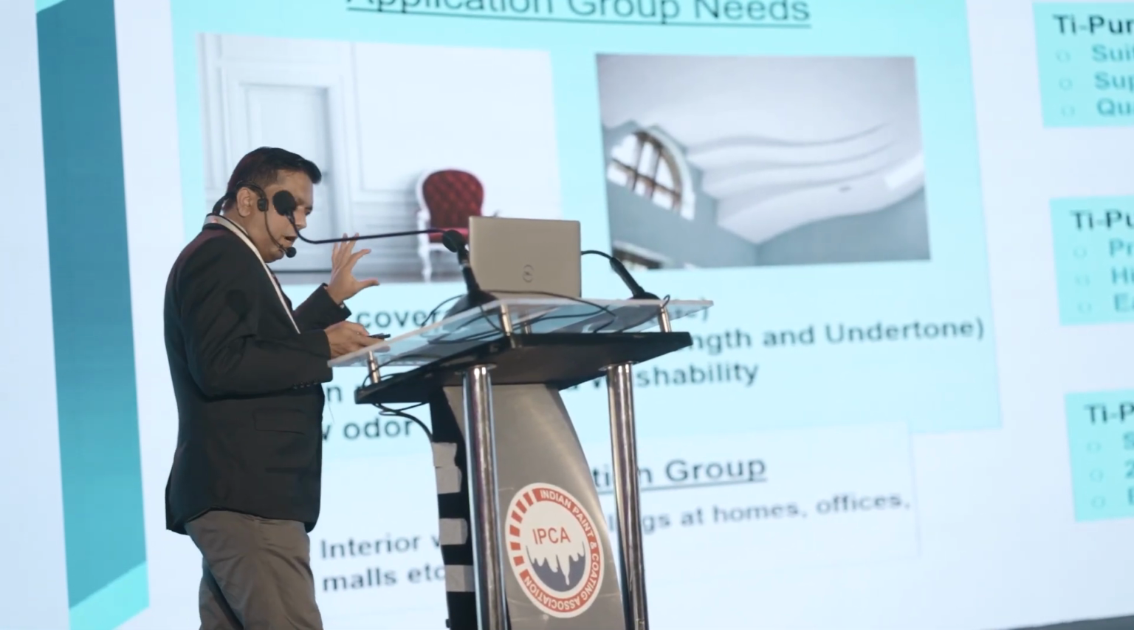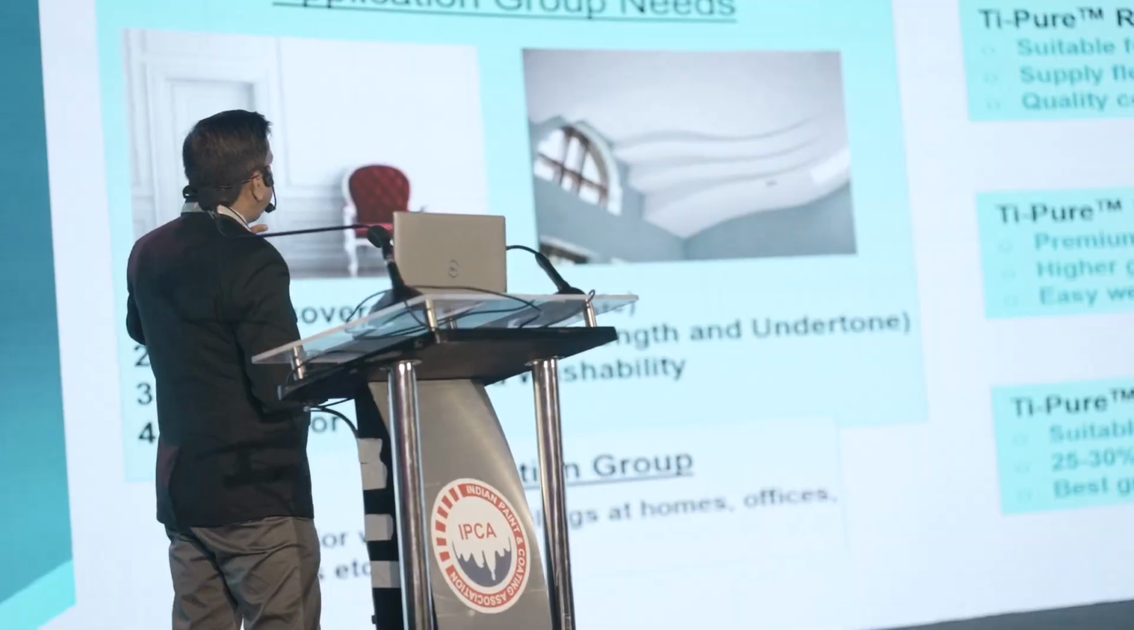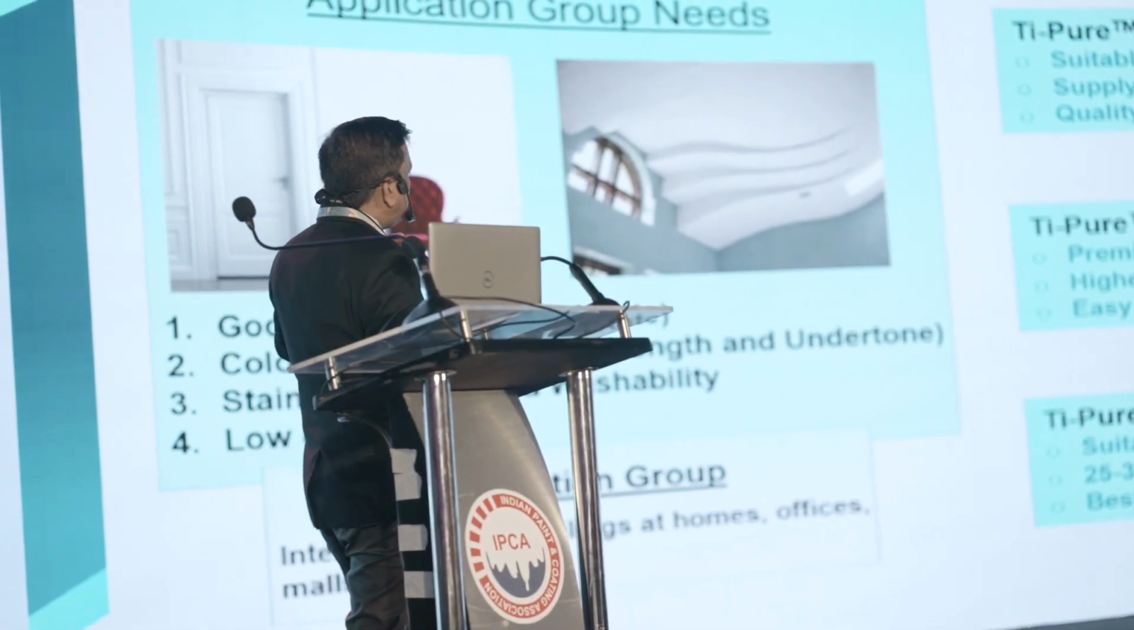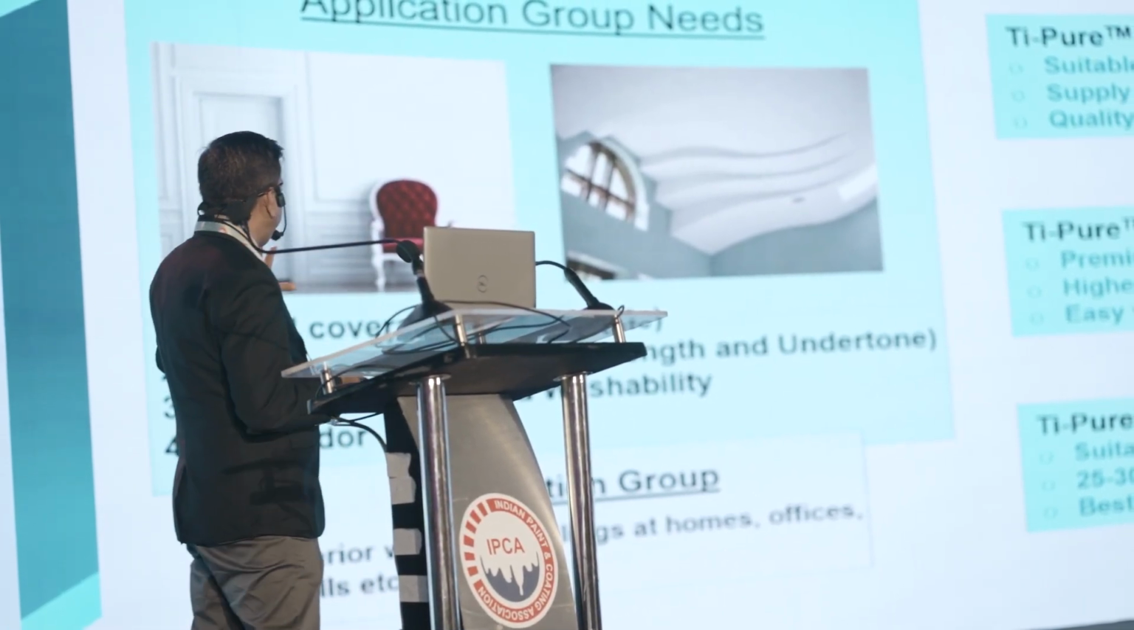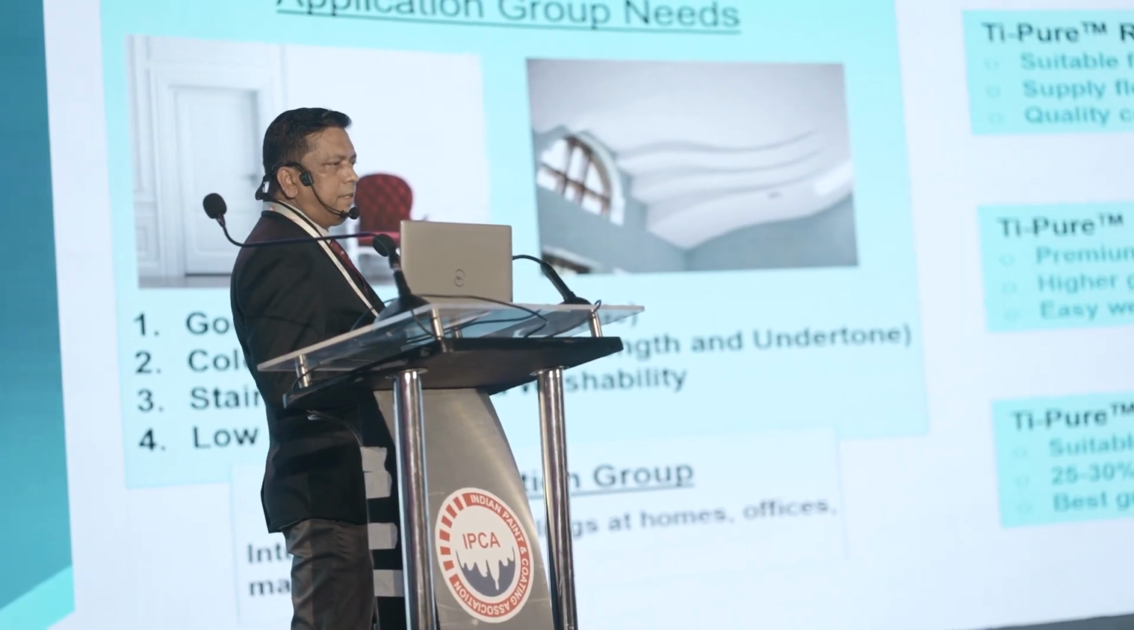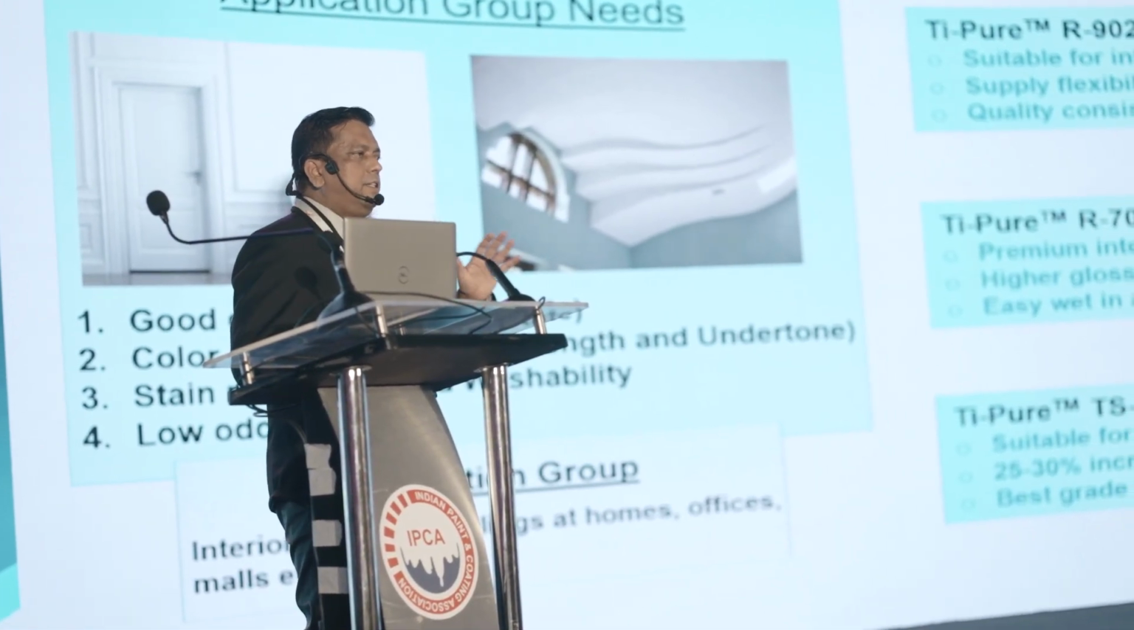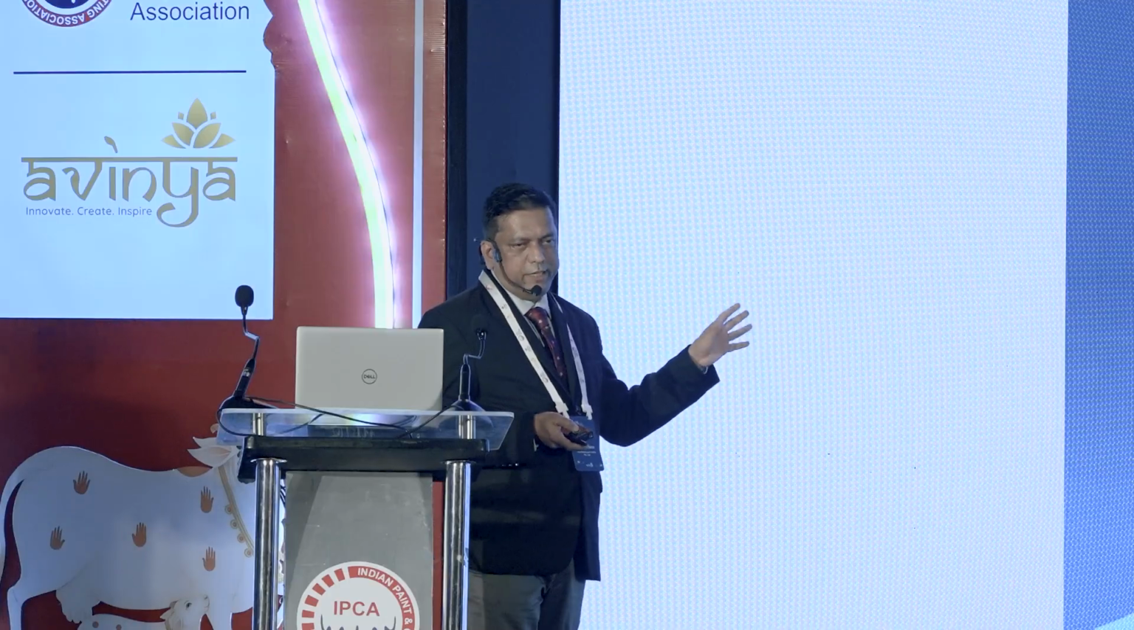Let me talk about some critical or high-volume applications. One is interior walls. What do customers look for in interior walls? I have listed four critical things. Good coverage, so it should be able to hide the surface properly. Color consistency, that is tint strength and undertone should be consistent all the time. Stain resistance and washability. And low odor. This is for the internal walls in the house. The application group covers interior walls and ceilings at home, office, or malls. So these are the interior applications.